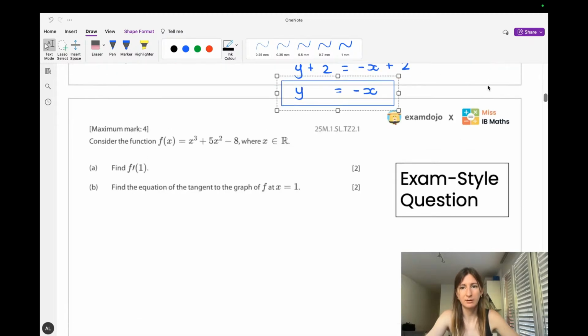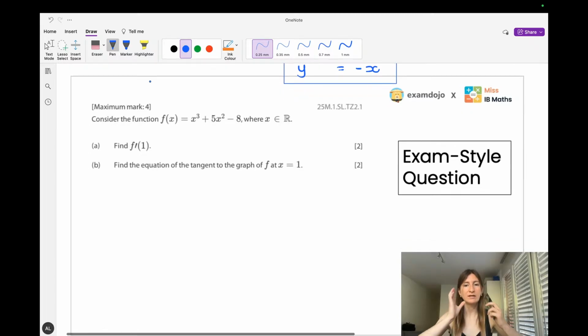Ooh, there we go. Okay, so this is from May 2025. It's a paper 1 question for AA standard level. So no calculator if you're in AA. However, if you got this question in AI, you would be able to use a calculator. But the questions are very similar, so there's no real difference. Just AA wouldn't have a calculator, AI would.